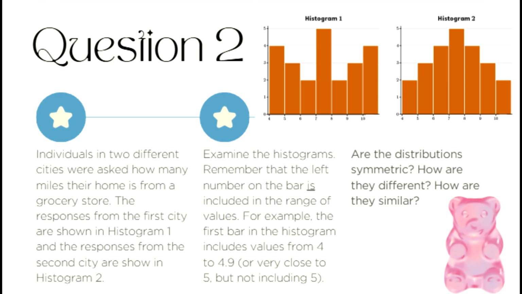Okay, question number 2. Individuals in 2 different cities were asked how many miles their home is from a grocery store. The responses from the first city are shown in histogram 1, and the responses from the second city are shown in histogram 2. Examine the histograms. Remember that the left number on the bar is included in the range of values. For example, the first bar in the histogram includes values from 4 to 4.9, or very close to 5, but not including 5. Are the distributions symmetric? How are they different? How are they similar? Pause it, figure it out, come back.